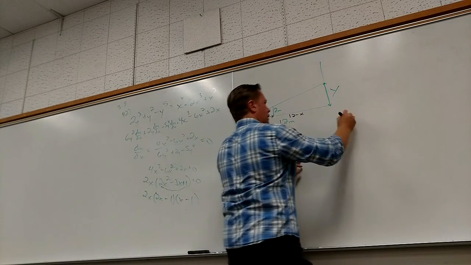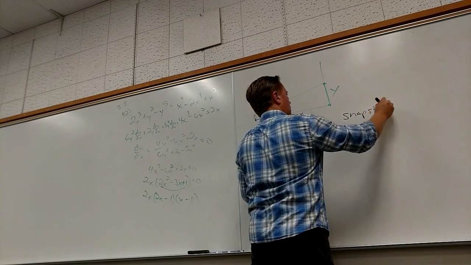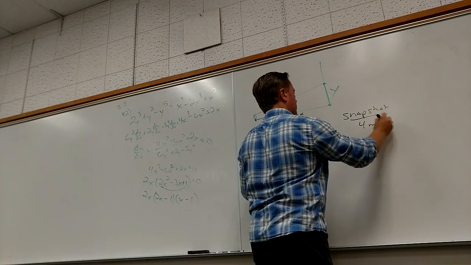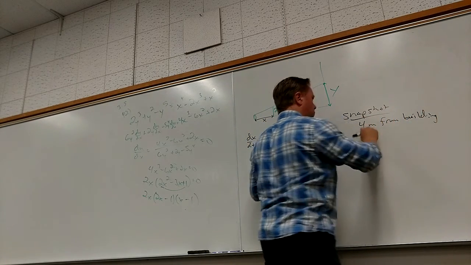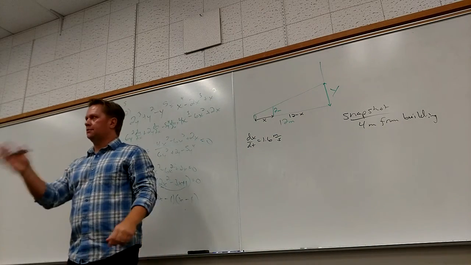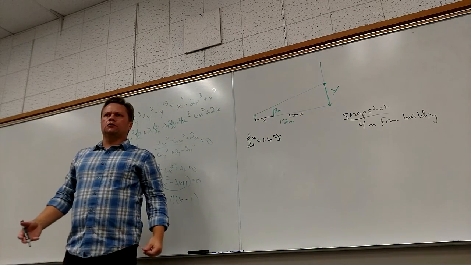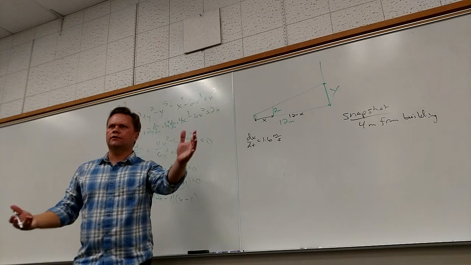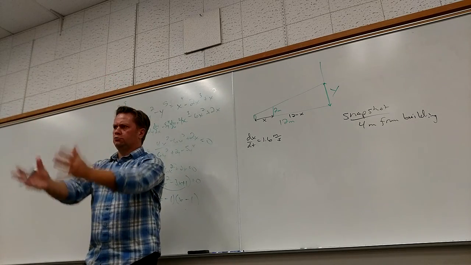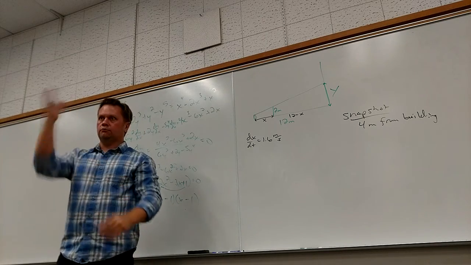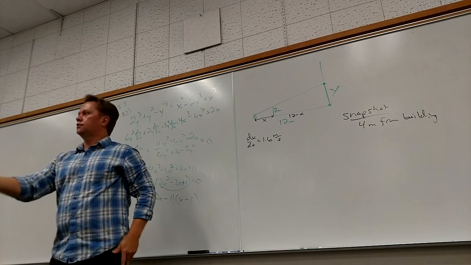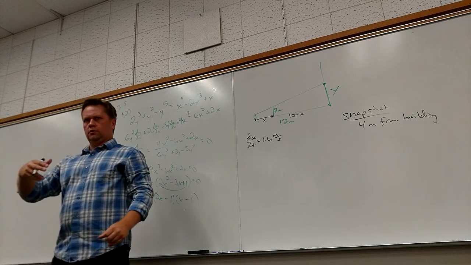So the snapshot is taken when he is 4 meters from the building. So you don't put that 4 anywhere yet. That's the snapshot. That's like when I ask you how quickly is the radius of the water in this cone changing at a time when the height is whatever. That's the snapshot. You don't put that number in until after you've taken derivatives.